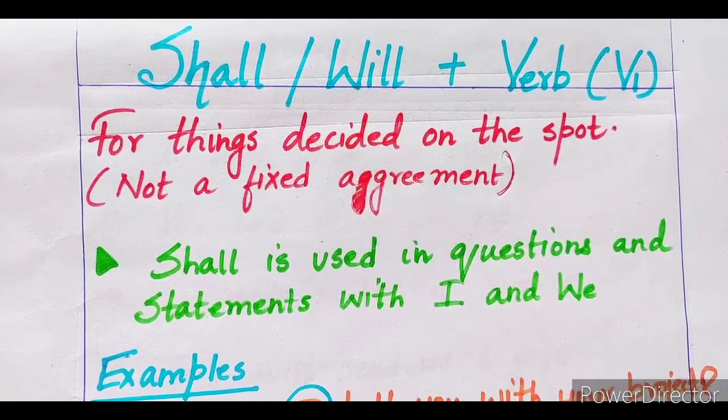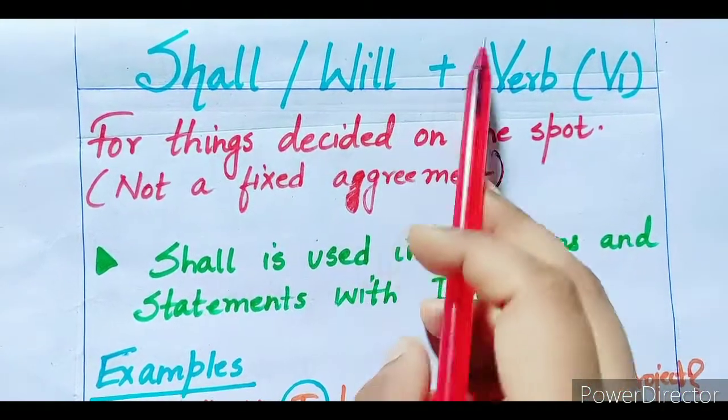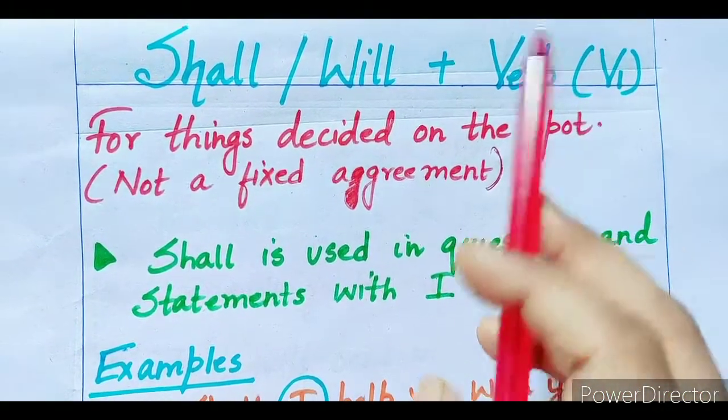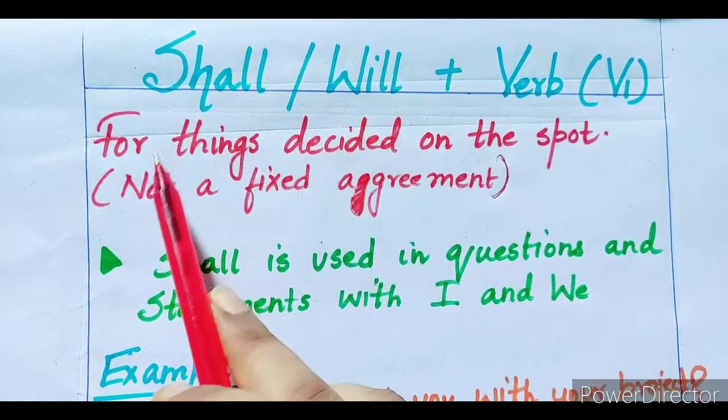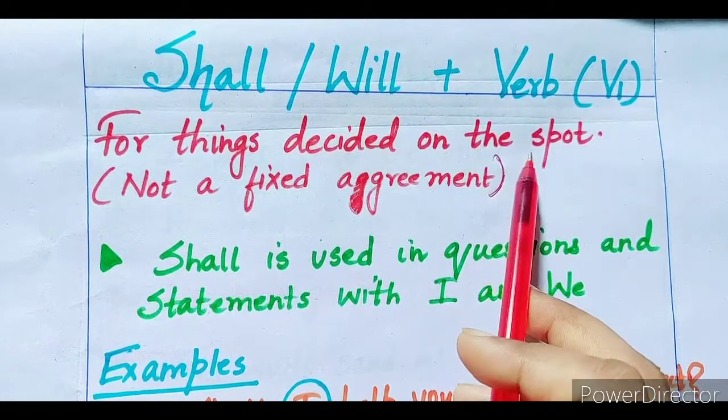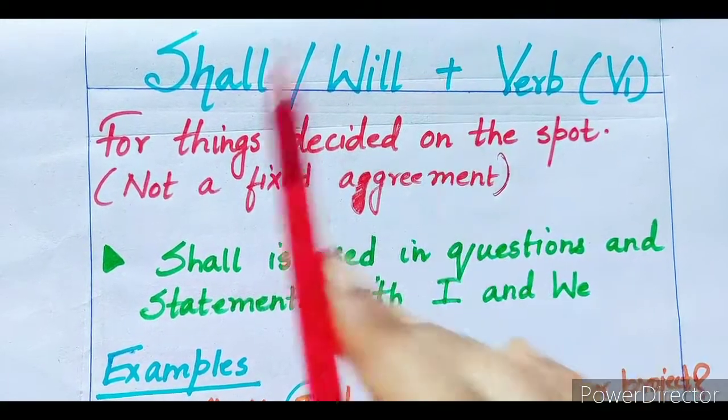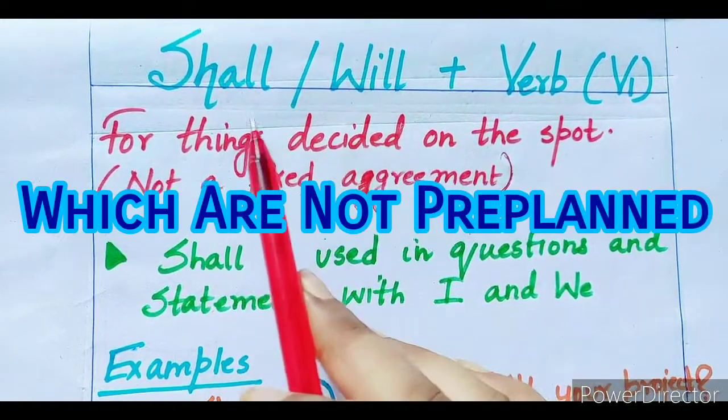Now children, first of all let us see shall or will plus the base form of the verb, that is verb form 1. Now we use shall or will for things which are decided on the spot. That means things which are not pre-planned. Okay, it is not fixed earlier.